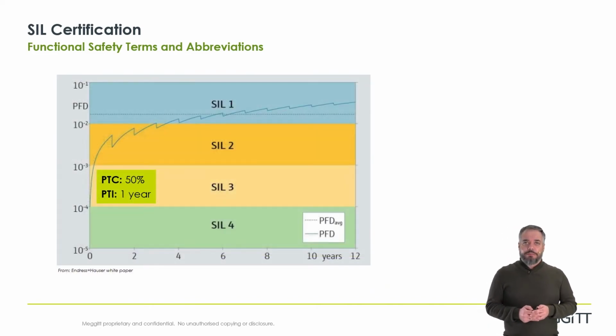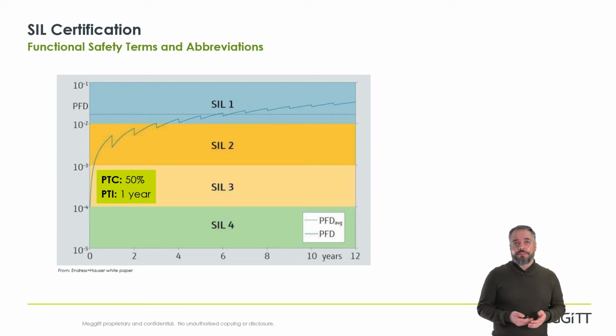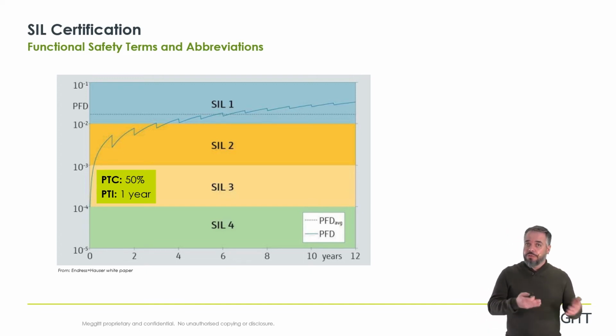Let's look into an example. Here you can see how dangerous undetected failures, PTC and PTI, will affect our system. As time goes by, the probability of failure will increase and eventually render your system unsafe. And even if you do a proof test every year with a certain proof test coverage, let's say 50% in this example, at a certain moment your system will no longer comply with SIL2. As you can see, the average probability of failure is higher than the desired SIL level.